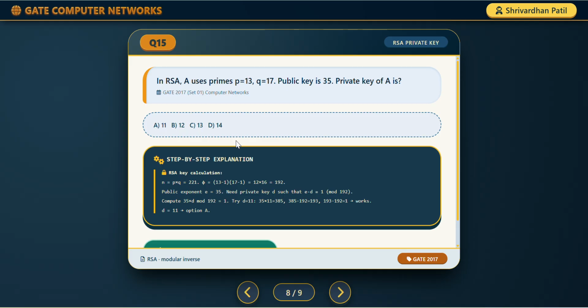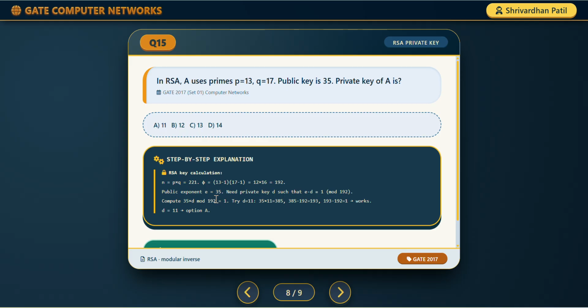Next, the 15th question, from a previous paper. We are given P and Q values in RSA and a public key of 35. What would be the private key? First calculate N as the product of P and Q. As you can see in step 1, that gives 221. Then calculate phi of N, which is 192. Now find D such that 35 multiplied by D gives remainder 1 when divided by 192.